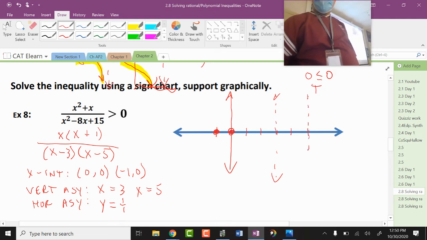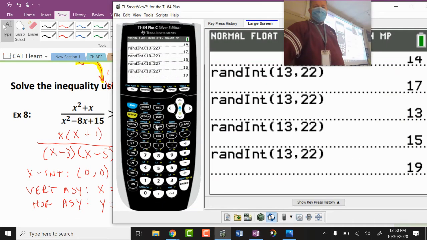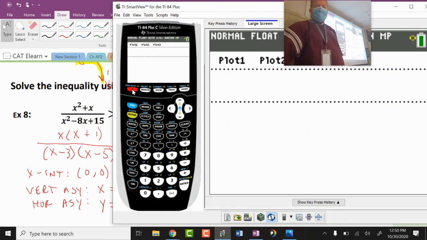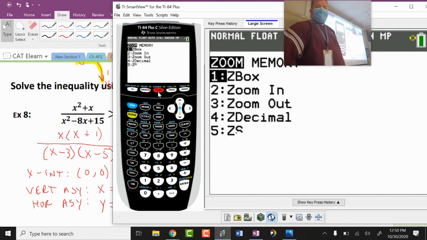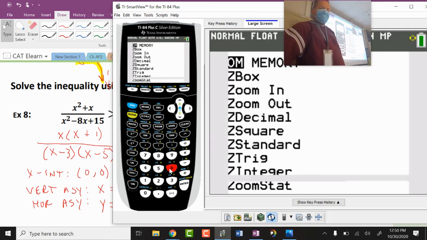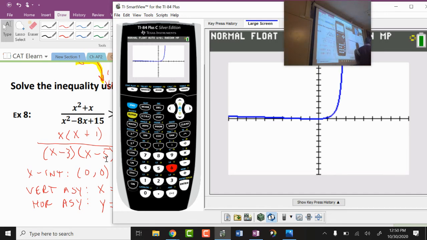I'm glad I got this ready already so I don't have to wait for it on this YouTube video. Y equals, we already got it. And then I'm going to zoom standard because that's where you'd probably start normally. I'm in the way of the graph a little bit, but that's all right. Takes forever on my slow computer.